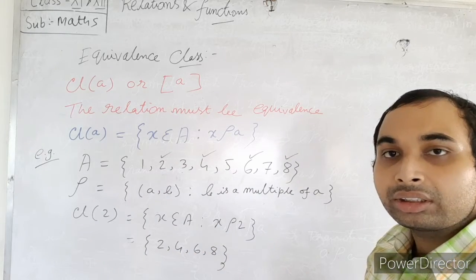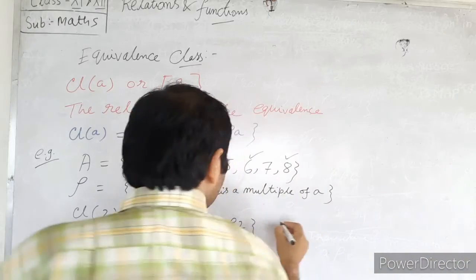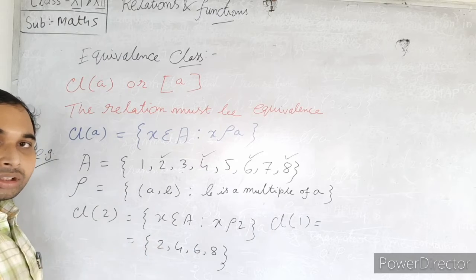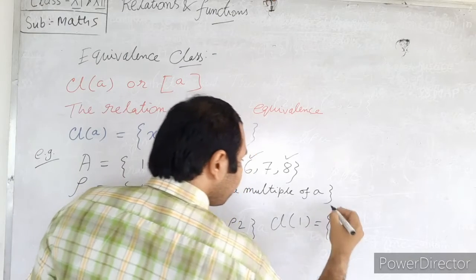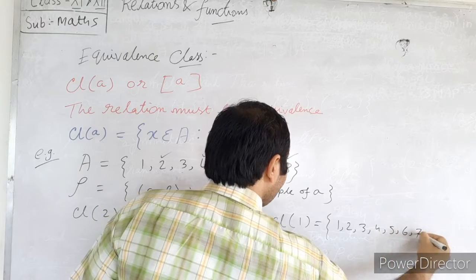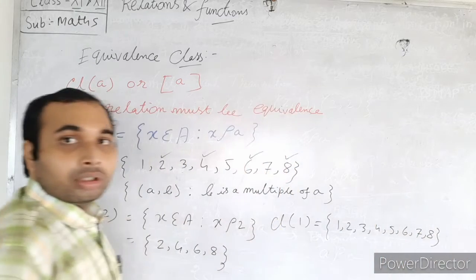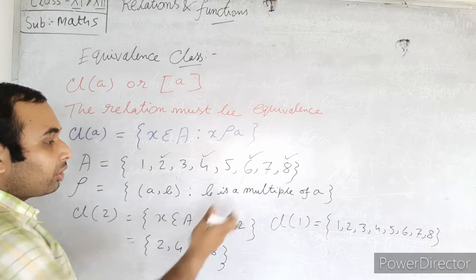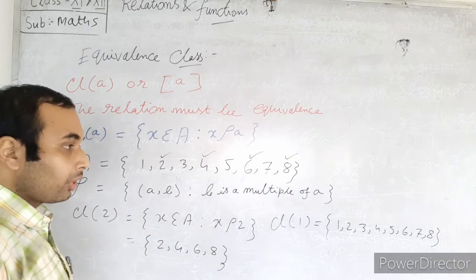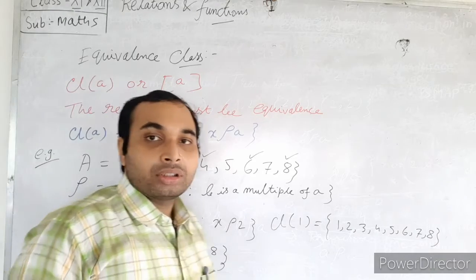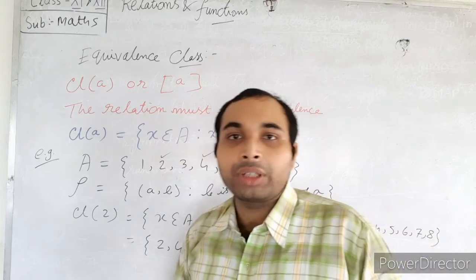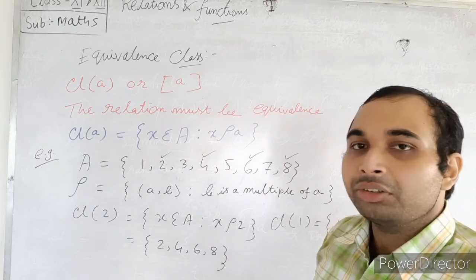Just write the collection. If we take class of 1, multiples of 1 only, so what are there? The total set will be there, because all the elements of the set are multiples of 1. I think you have got how to do this. So this is only the concept of class, the equivalence class.